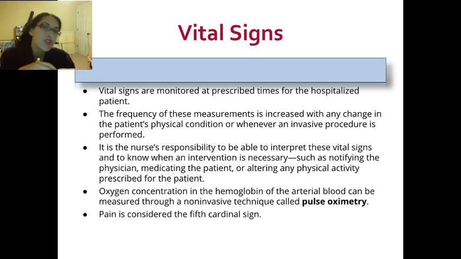So those are your basic vital signs. Vital signs are monitored at prescribed times for the hospitalized patient. The frequency of these measurements increases with any change in the patient's physical condition or whenever an invasive procedure is performed. So basically, we want to have a baseline. We want to know what is normal for the patient. So if a patient is normally at certain set numbers, we want to record those before we have any major changes. That way we have a comparison.